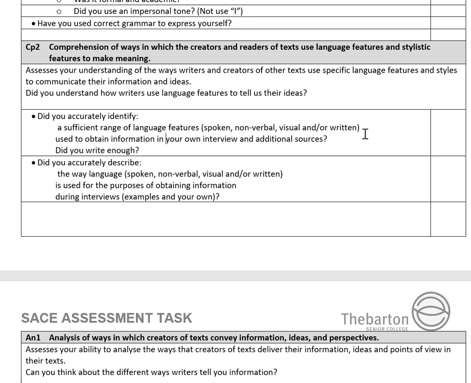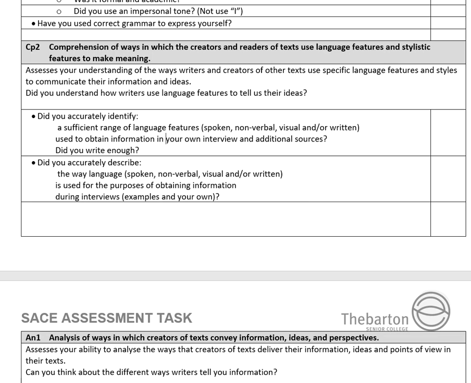Did you tell me enough about that? Used to obtain, or to get, information in your interview and additional sources. So basically, did you write enough about these language features, which might be spoken, non-verbal or non-spoken, visual and/or written? Did you tell me enough about those things used to get information in your interview and your additional sources? Did you accurately describe the way language is used for the purposes of obtaining information during interviews? And obtaining, again, if you didn't pick this up, means to get.